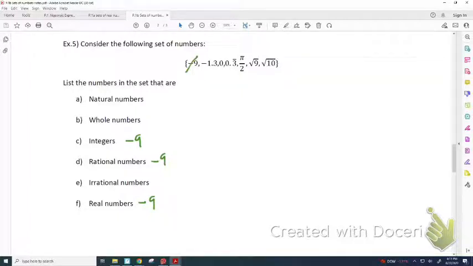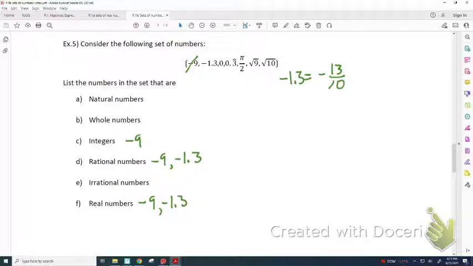-1.3, well, it can be written as a fraction, so it is rational. If you want to write it as a fraction, you could write it like this. But integers, whole and natural, they have no decimals or fractions, and it is real.